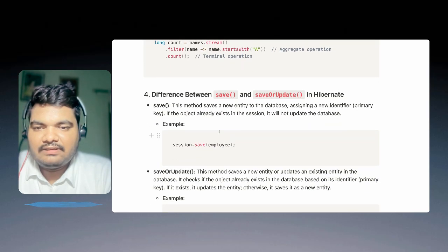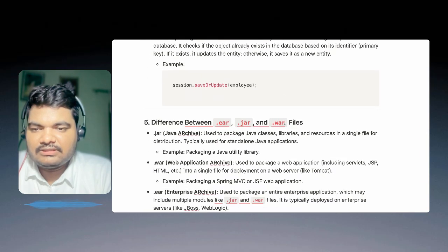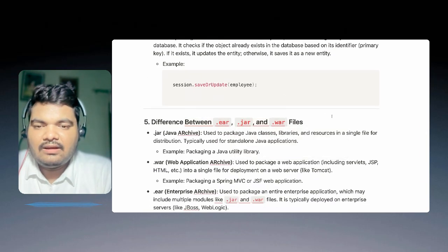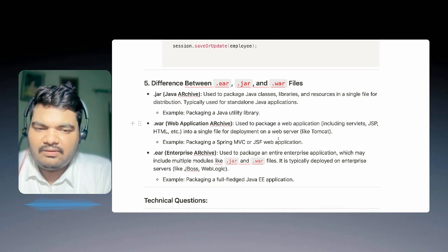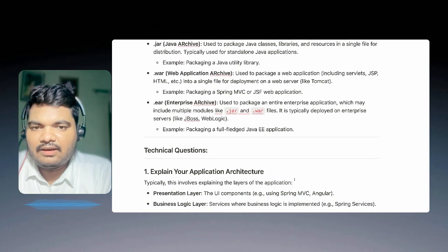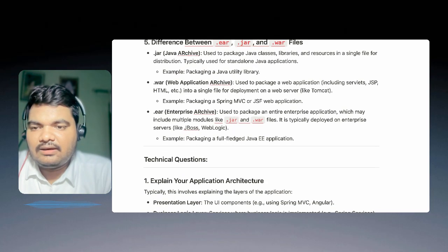Then again, difference between save and persist in Hibernate. A lot of questions were there from this. Difference between these, right? JAR, WAR and EAR, right? I've given a basic example. WAR is a web archive, JAR is a Java archive, and EAR is an enterprise archive, a combination of both.